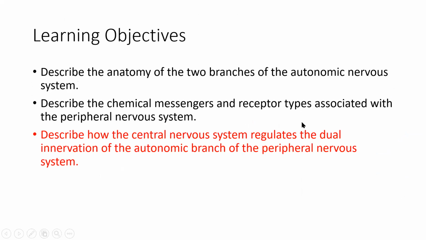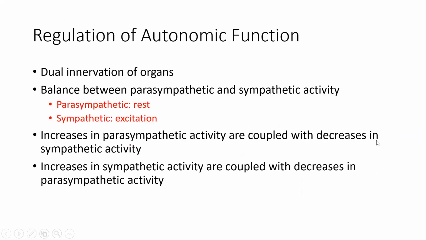Move on to objective 3. This is talking about how the central nervous system regulates the dual innervation of the autonomic nervous system, and about putting the two pieces together. So dual innervation is the idea that both divisions of the autonomic nervous system are important even at rest, okay? There must be a balancing of these two systems.